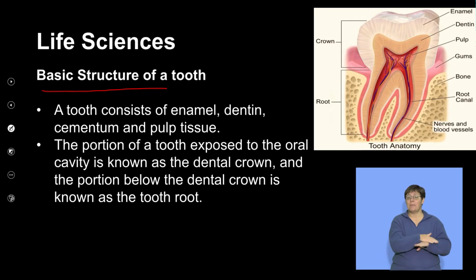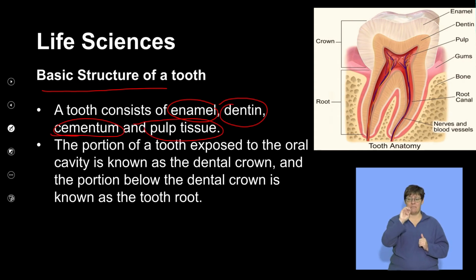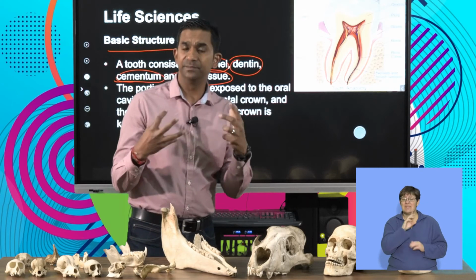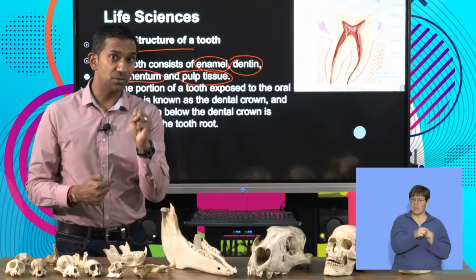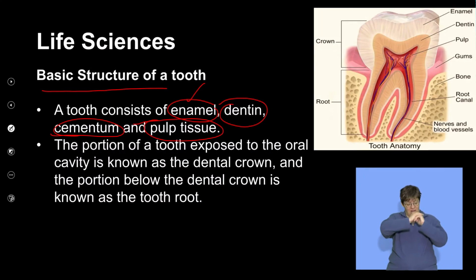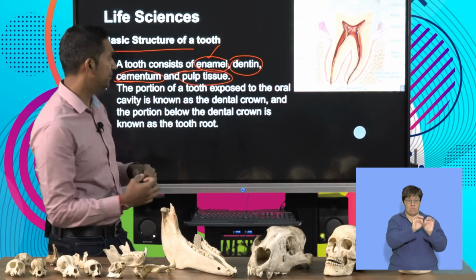The basic structure of the teeth: a tooth consists of enamel, which makes it really tough and hard, dentine, cementum, and pulp tissue. So guys, it's not for exam purposes that you need to know this, but it's important that we recognize what makes the teeth structurally well suited for their function. The enamel is a coat on the surface that solidifies the teeth and gives it strength, so they're able to crush and grind bone.